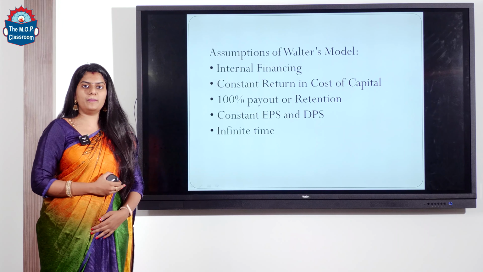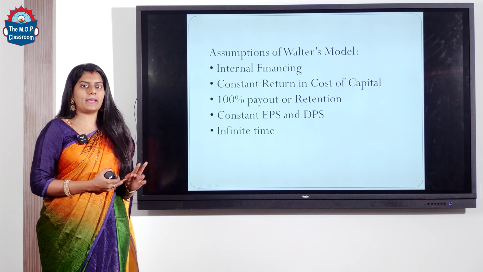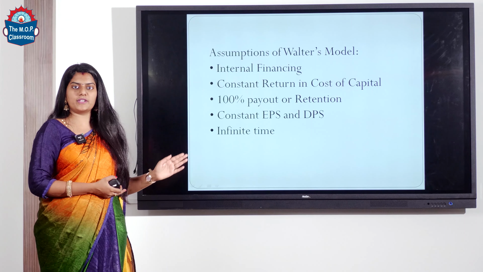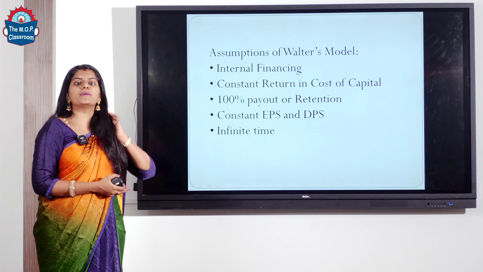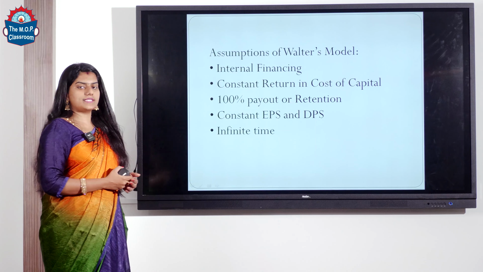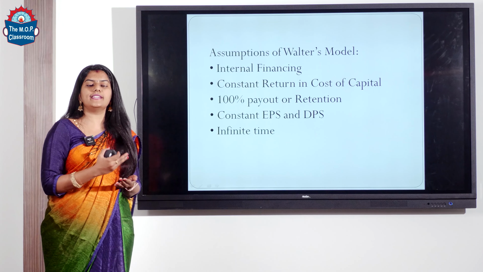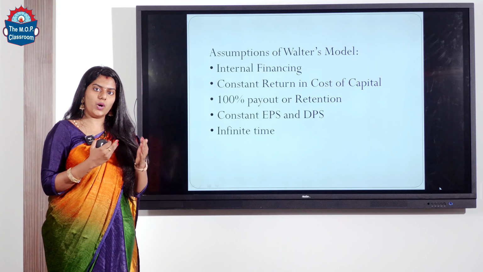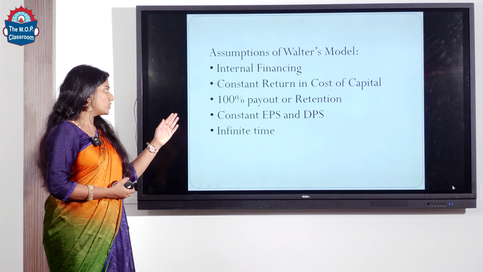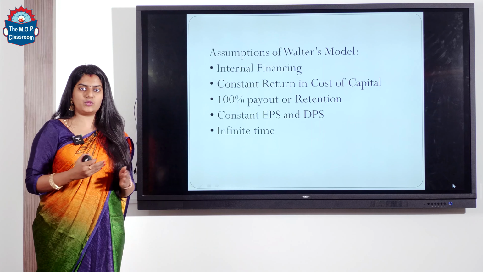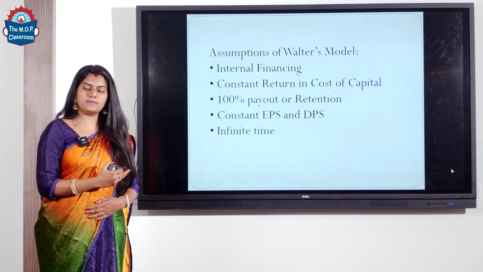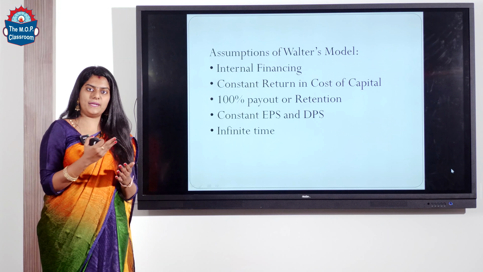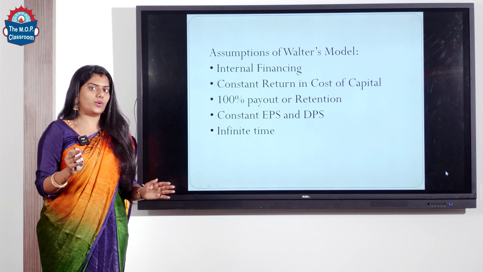The third assumption being they are only going to go in for two types of policies, one being 100% payout and the other being 100% retention. The fourth assumption says that you're going to have a constant EPS. EPS refers to earnings per share, and you're also going to have a constant DPS, which is dividend per share. This means that over the years, the company's earnings and dividend are not going to change.